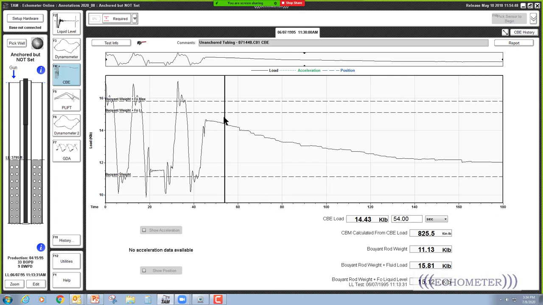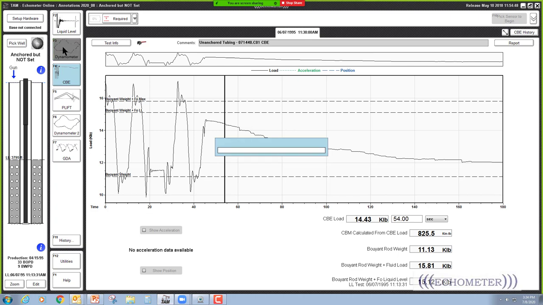And so if you have an example here in this first well, it shows the load dropping off due to slippage, a leaky pump, and we stopped here and did a CB test with the horseshoe load cell and weighed the effect of the weight and the weights in the crank at the polish rod. So this is an example of it, and you can, again, read the help on the CBE.